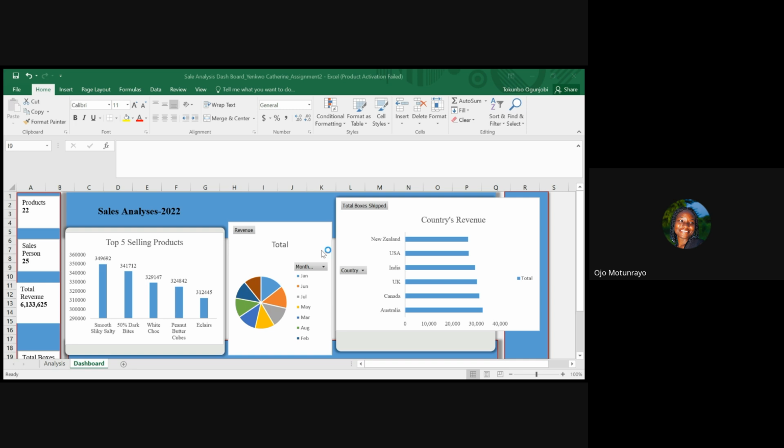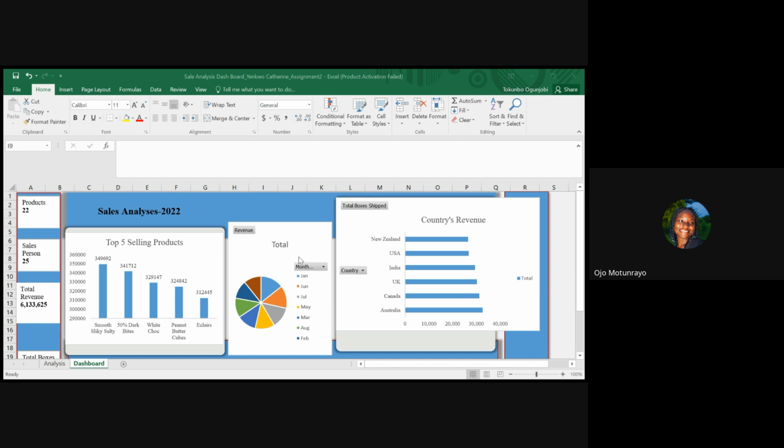Yes. Your country revenue is okay. And then I thought you ought to hide all the feeds, the revenue that is showing. And for your top 5 selling products, why are we having 2 data labels? I'm talking about the one that is at the side. You can just delete it. Yes. Okay. It's too clumsy.